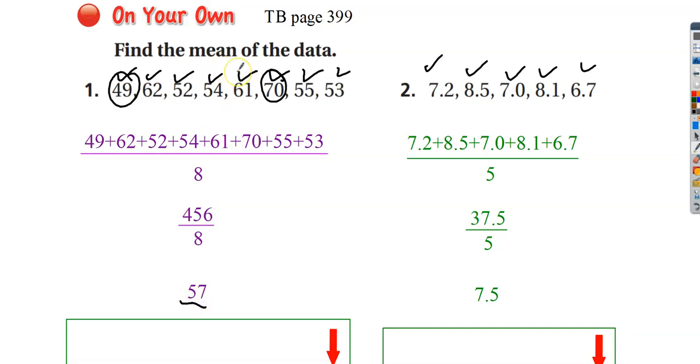There's a lot of numbers in the 50s. And if I look at this data set, it goes from 8.5 down to 6.7. My answer of 7.5 is somewhere in between those, and that seems reasonable too. So even if you're using a calculator, you want to check and make sure your answer is reasonable.